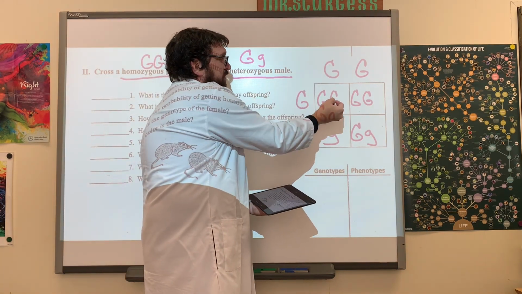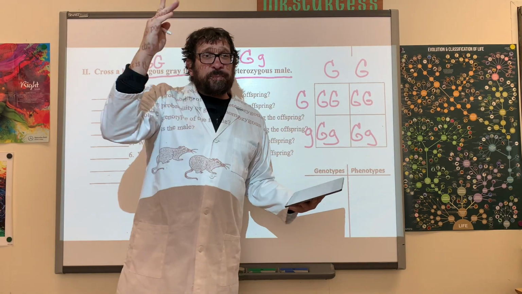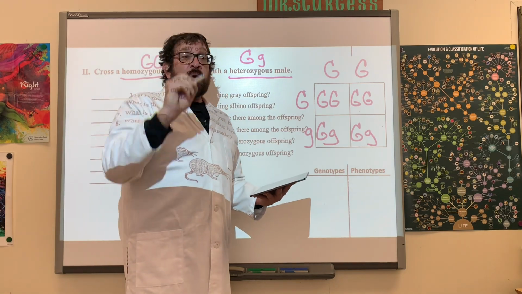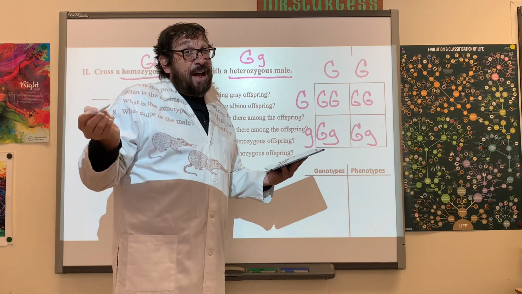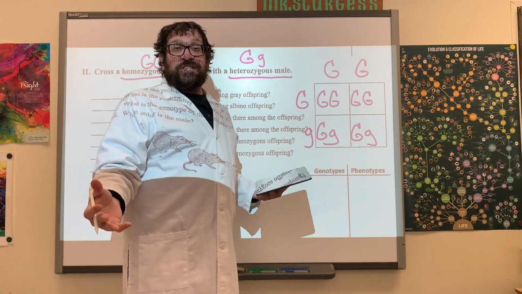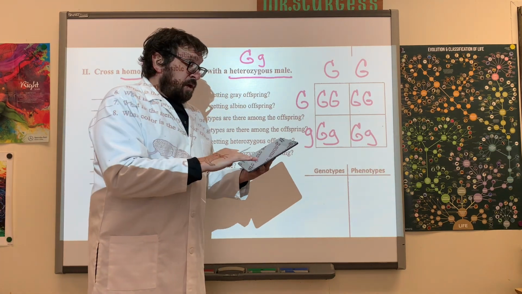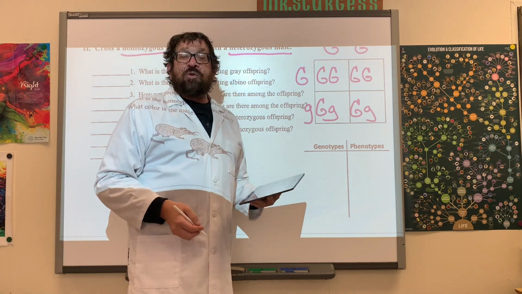This G and this G make up that box. Same thing here. It's kind of like multiplication tables back in the day when you were in 3rd or 4th grade and you went from the top row to the side and you found your multiplication. That's the way this works. And here's what I'd like you to do now. What genotypes and phenotypes do you see?